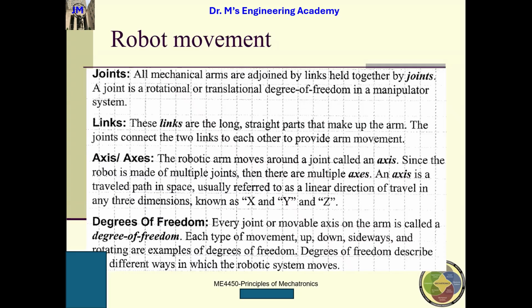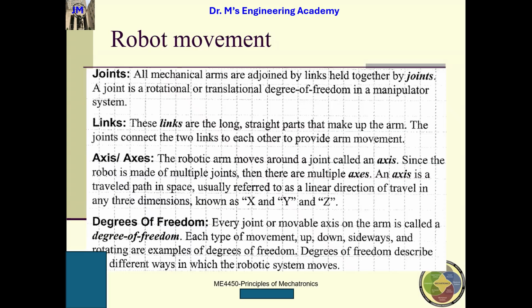So links are just the long straight parts that make up the arm. The joints connect two links to each other to provide arm movement. For example, this is my forearm. My forearm is a link. This is my wrist joint. This is my elbow joint. My upper arm is also a link, linking my elbow joint and shoulder joint. Also, my torso links my shoulder joint and my waist joint.